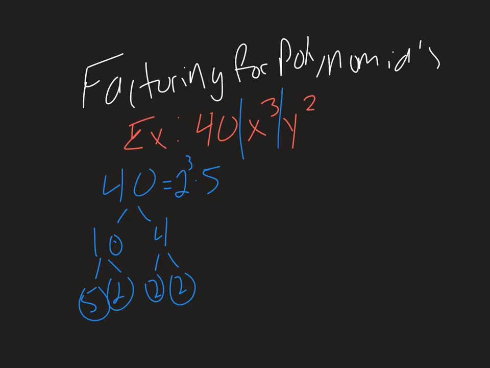Now, if I think about x, I have no idea what number x is. It might be prime, it might not be. For the moment, let's consider it as a prime number, which means that x cubed is just x times x times x, which means that it just comes along for the ride as x cubed. Same thing for the y. It's y squared. So really, if you're looking at factors of polynomials, it's not really any different than factoring a number. You just have the variables come along for a ride.